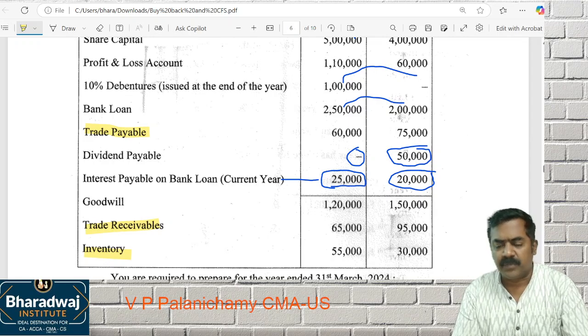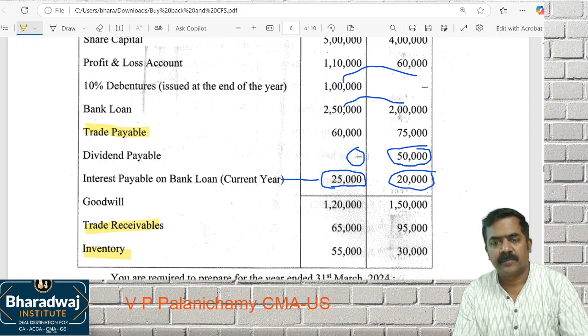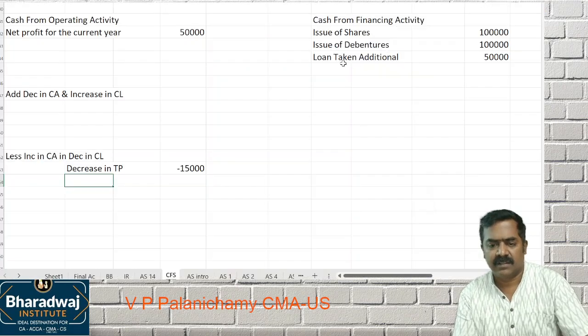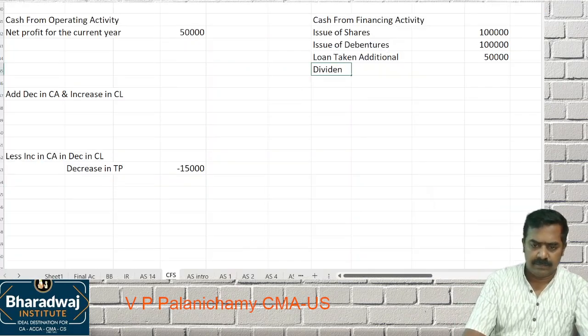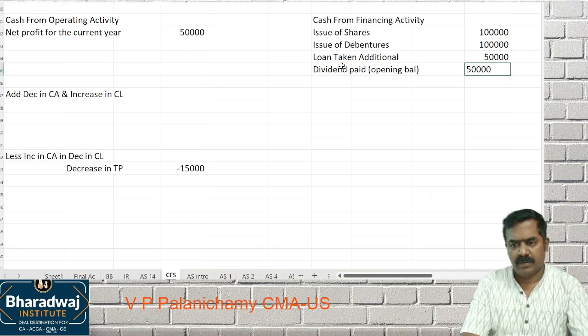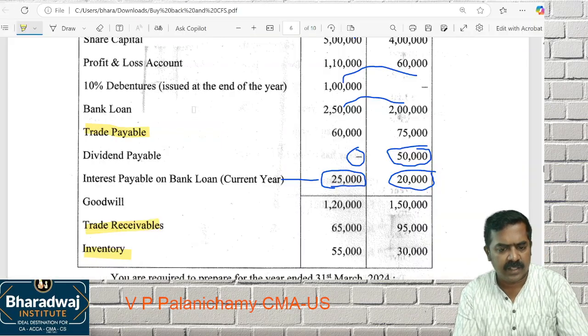Then dividend payable. Opening balance was 50,000. Closing balance is 0. Dividend opening balance payable would have been paid in the year. Which activity? How much? 50,000.